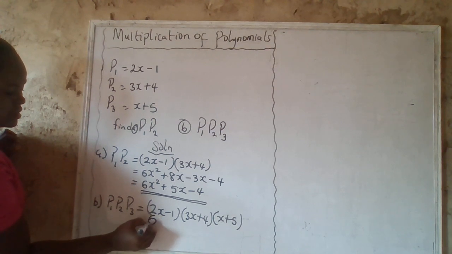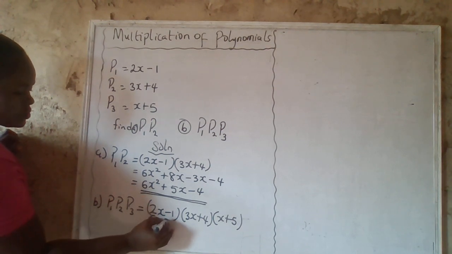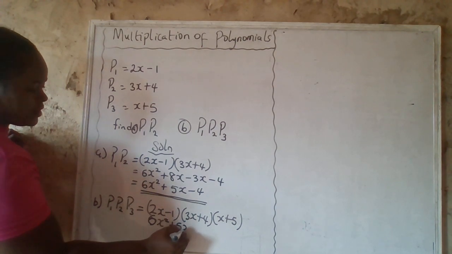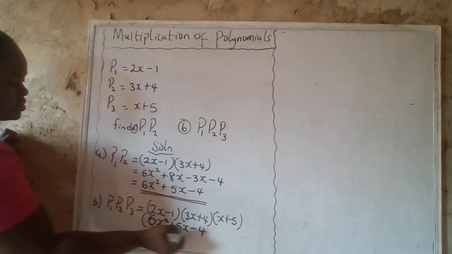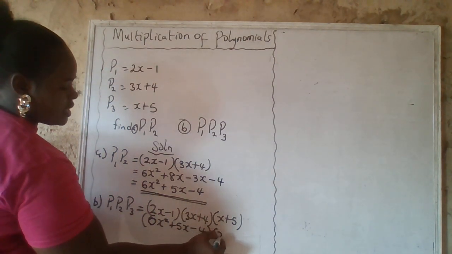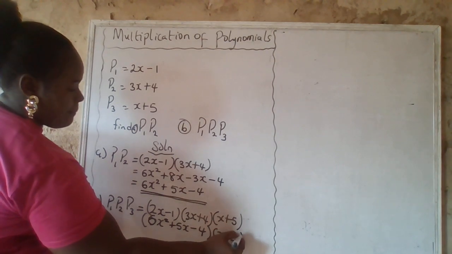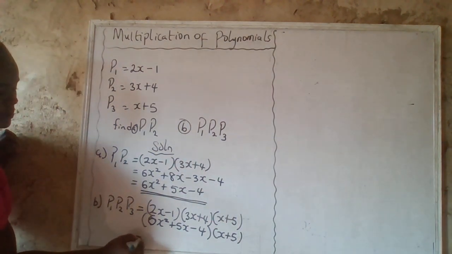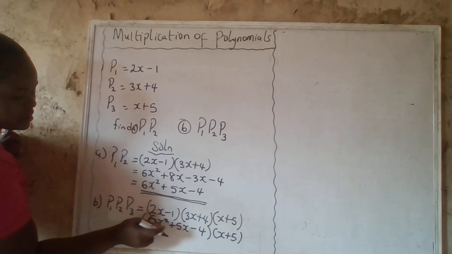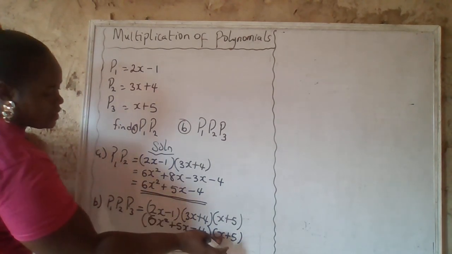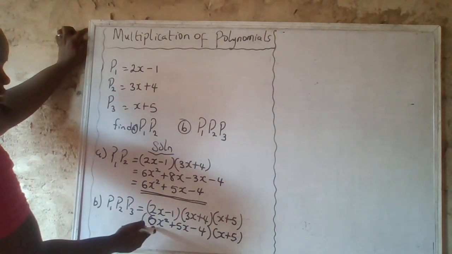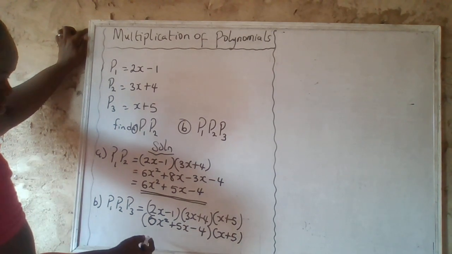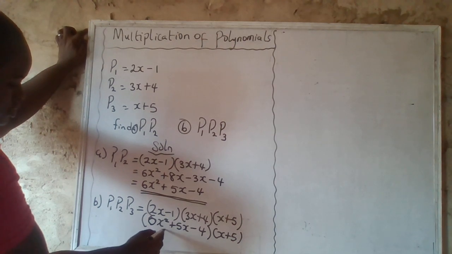So let's look at it. So we are having 6x squared plus 5x minus 4. This is because it has already been solved in the first part of the equation, and we are going to multiply it with x plus 5. x plus 5 will give us 6x squared times x, which will be 6x cubed.